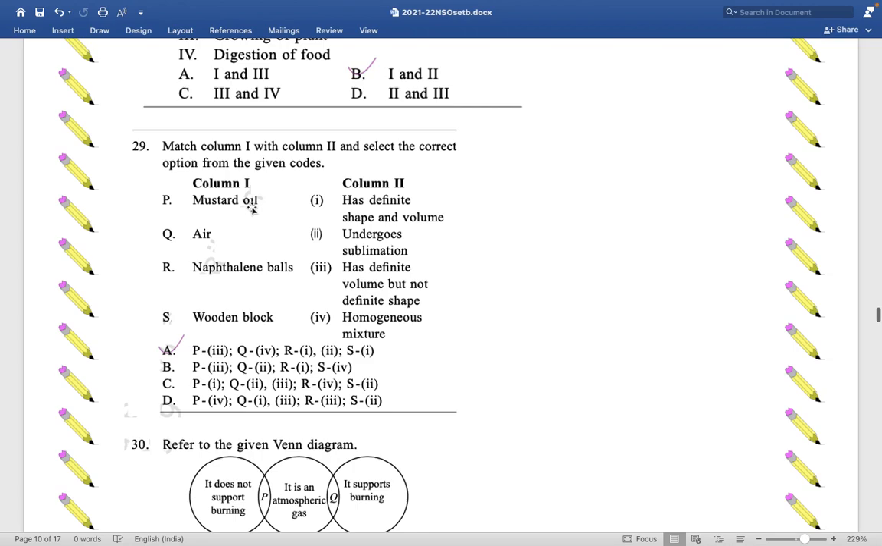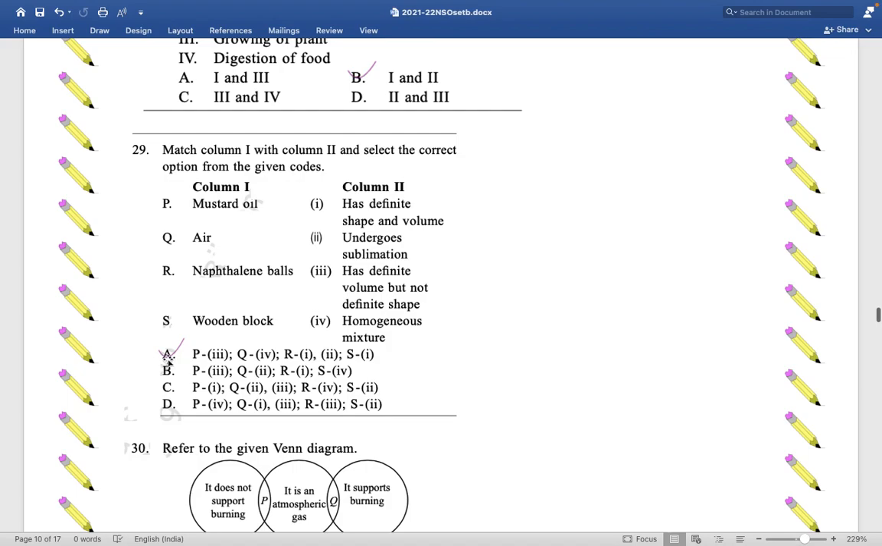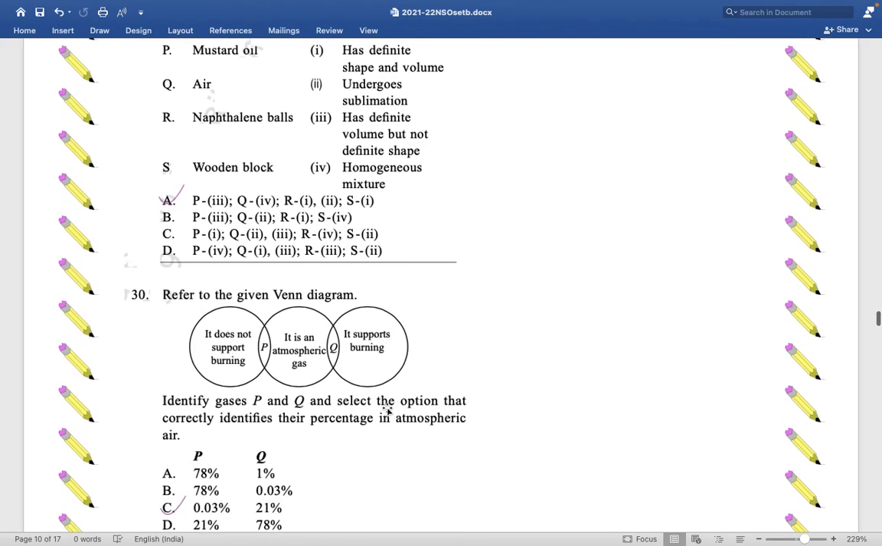Mustard oil has a definite volume but not a definite shape as it is a liquid. The air is a homogeneous mixture. Naphthalene balls undergo sublimation. A wooden block has a definite shape and volume as it is a solid. So A is the correct answer.